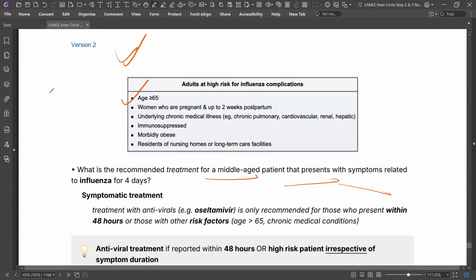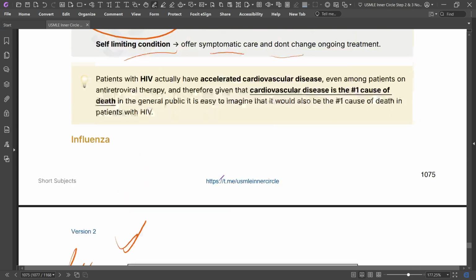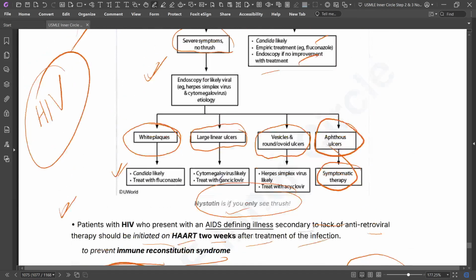Adults at high risk for influenza infection: age more than 65, women who are pregnant, underlying medical conditions, COPD, cardiovascular disease, immunosuppressed, morbidity, and so on. Okay.